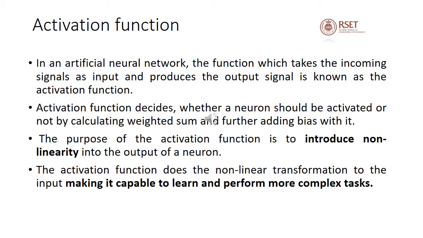Let's see what is meant by activation function. In an artificial neural network, the function which takes the incoming signals as input and produces the output signal is known as the activation function. The activation function decides whether a neuron should be activated or not by calculating the weighted sum and further adding bias to it. The purpose of the activation function is to introduce non-linearity into the output of the neuron. The activation function does a nonlinear transformation on the input, making it capable of learning and performing more complex tasks. There are different types of activation functions we'll discuss in the coming slides.